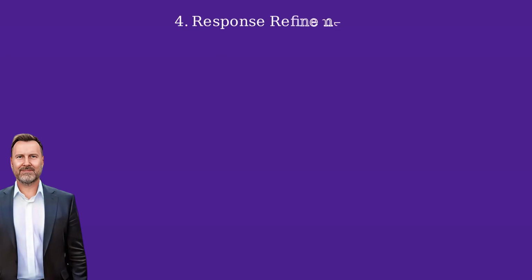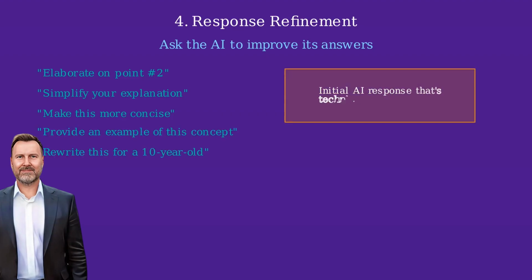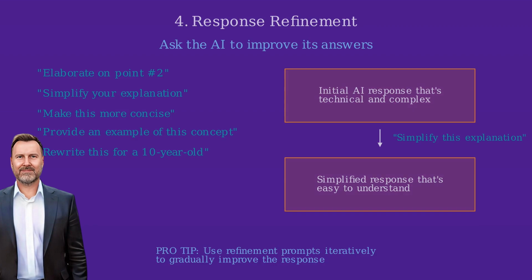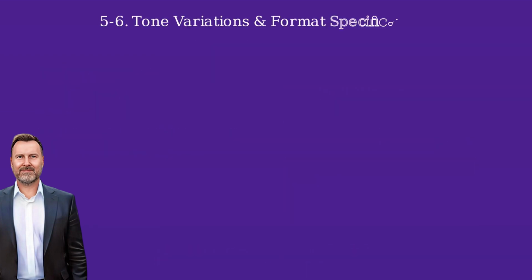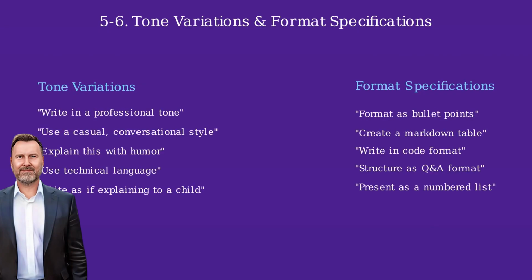Response refinement involves asking the AI to improve its answers in specific ways. You can request elaboration, simplification, conciseness, examples, or adjustments for different audiences. You can request specific tones and formats in your prompts. Tones range from professional to casual, while formats can include bullet points, tables, code snippets, and more.